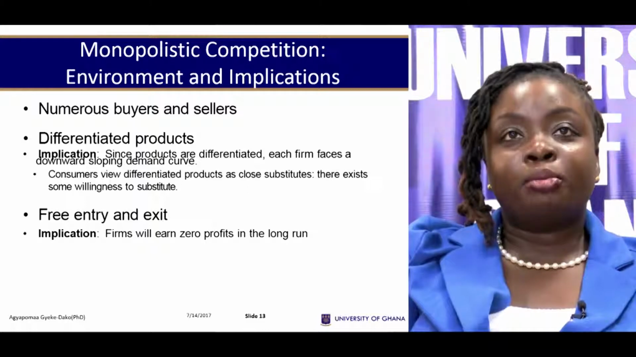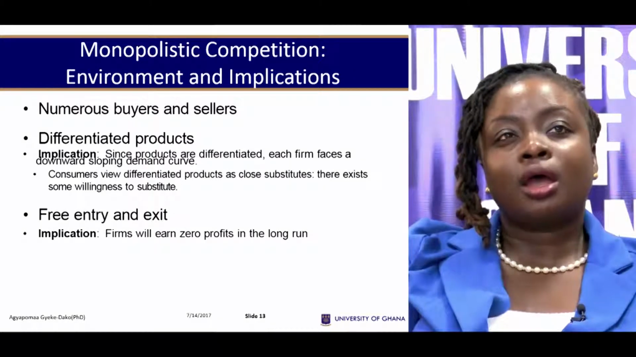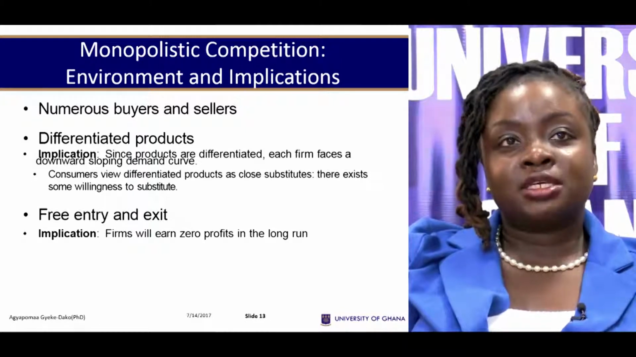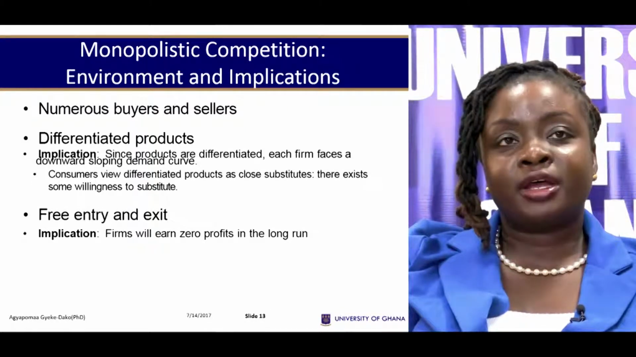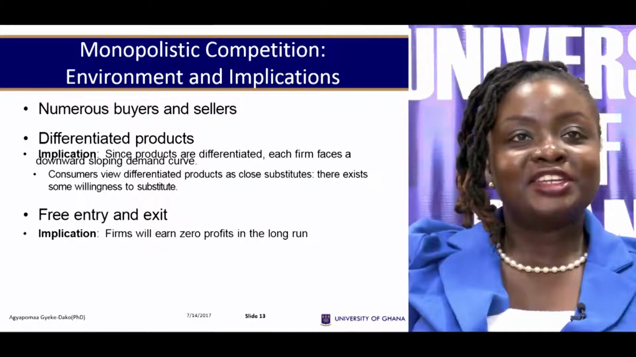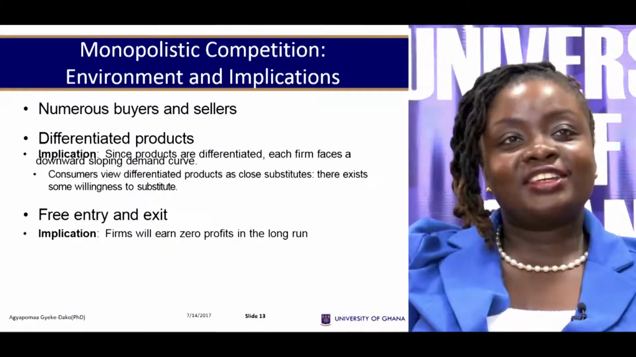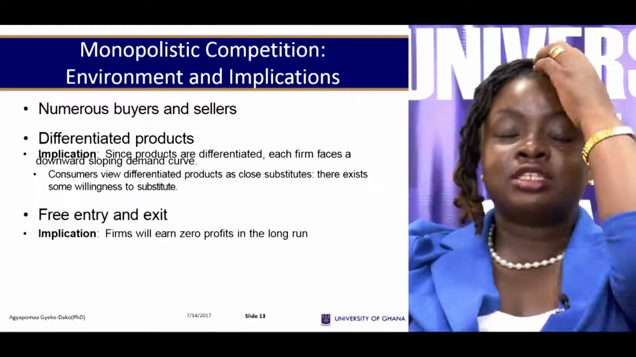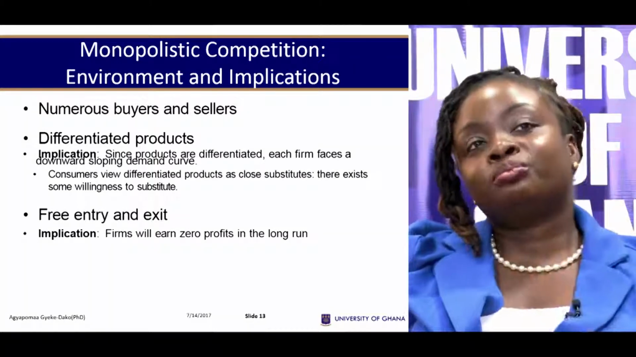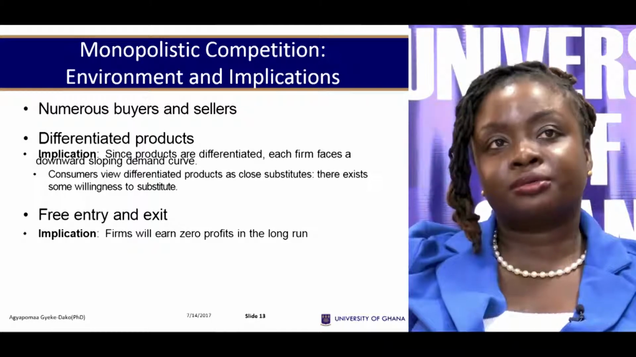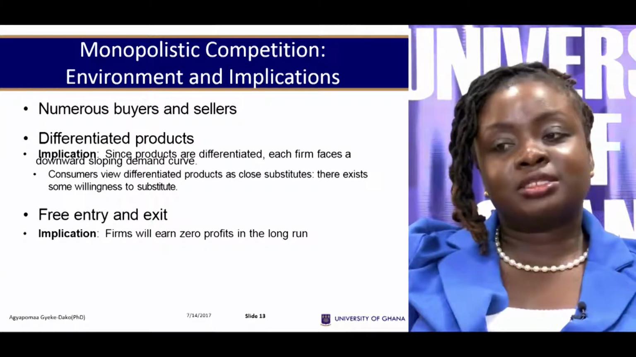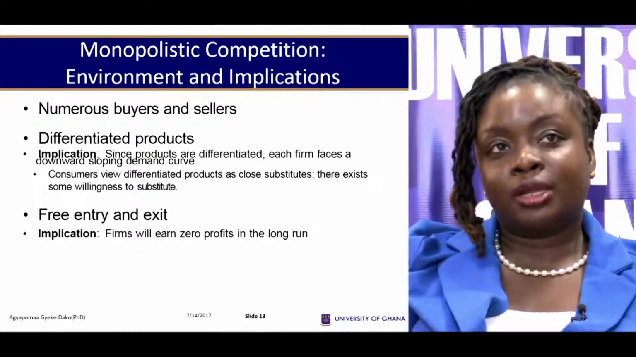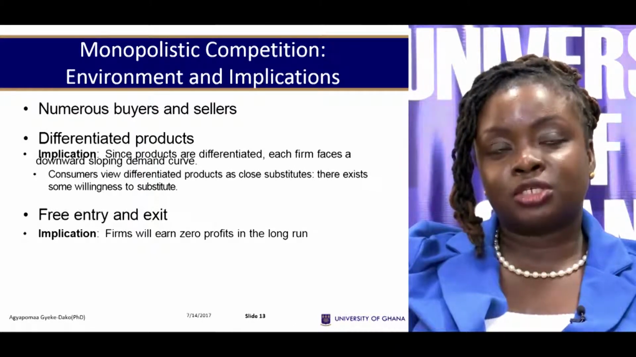Now let's talk about monopolistic competition. Under monopolistic competition, there are numerous buyers and sellers. The products that are being produced are differentiated, and really this is what distinguishes them from perfect competition. So the products are substitutes, but they are not perfect substitutes, unlike what we saw in perfect competition.